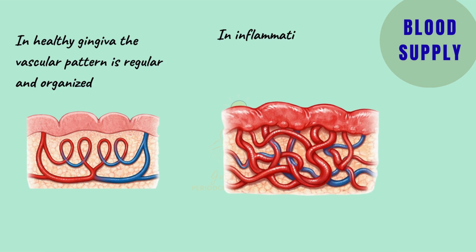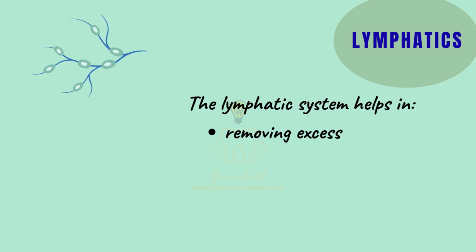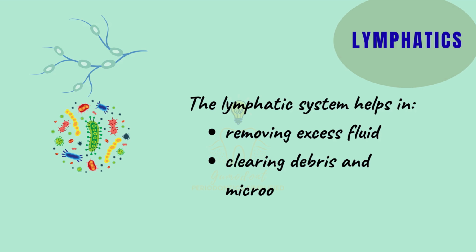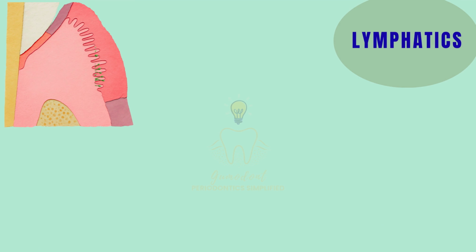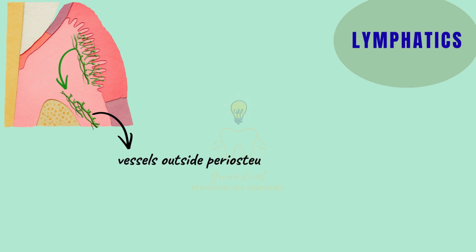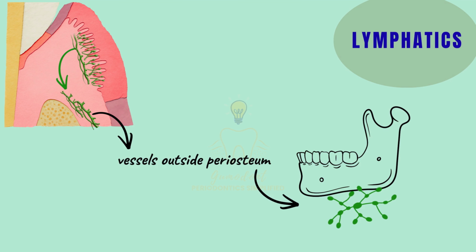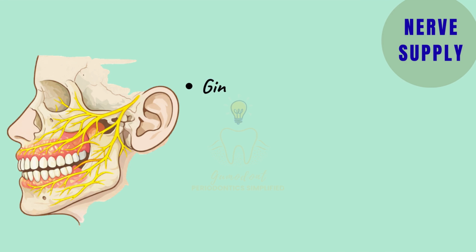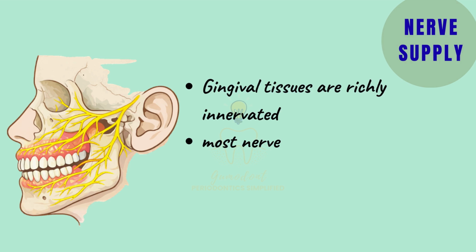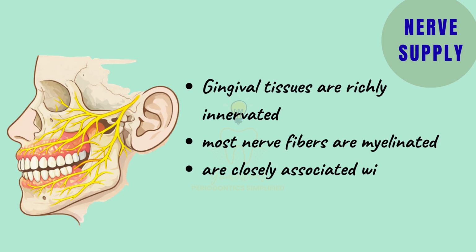The lymphatic system helps in removing excess fluid, clearing debris and microorganisms, and controlling inflammation. Lymphatics from gingiva begin in connective tissue papillae and drain into vessels outside the periosteum, finally reaching regional lymph nodes, mainly the submandibular group. Now, coming to innervation, gingival tissues are richly innervated and most nerve fibers are myelinated. These are closely associated with blood vessels.